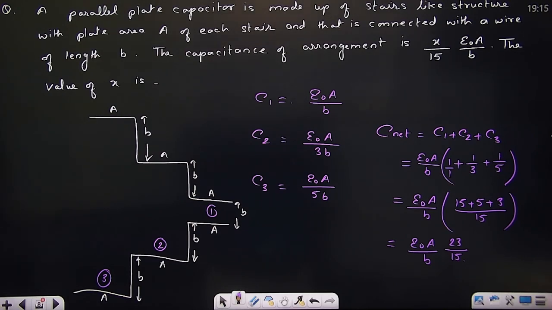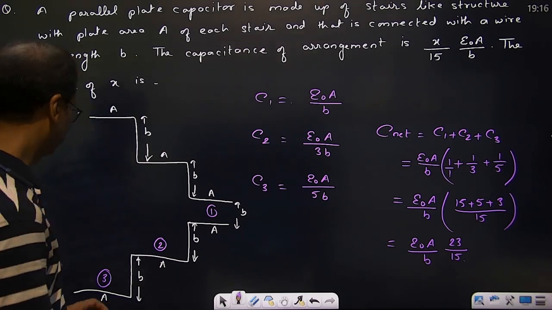Any doubt? Please ask. Alright. So going good. It looks like yes, you have learned capacitance well. Okay.